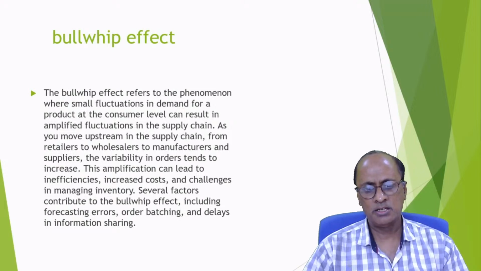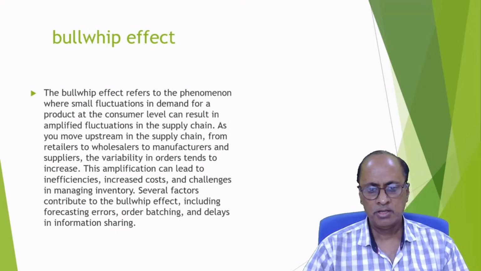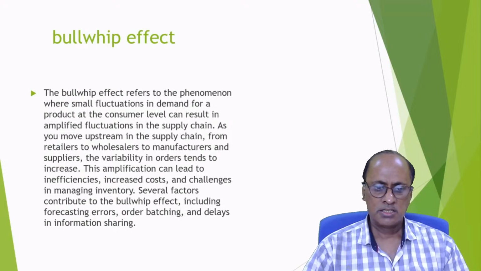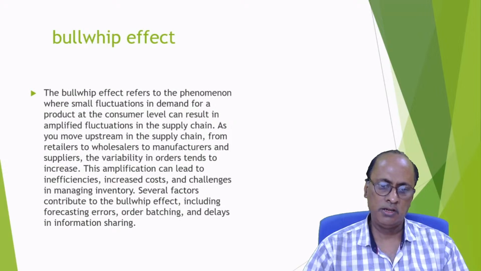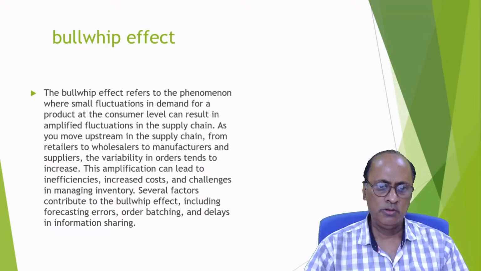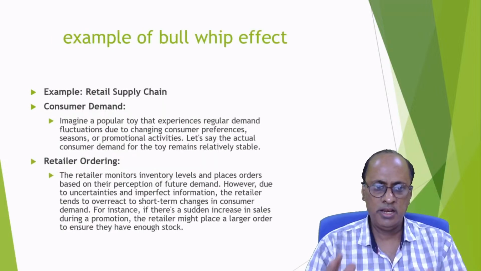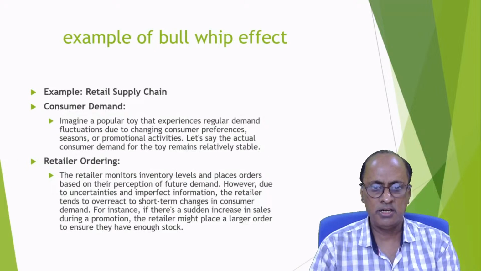This amplification can lead to inefficiencies, increased cost, and challenges in managing inventory. There are several factors that contribute to the bullwhip effect, including forecasting errors, order batching, and delays in information sharing. So, to say, the bullwhip effect results in small fluctuations being multiplied. Now let's take an example of a retail supply chain and try to understand how the bullwhip effect operates.